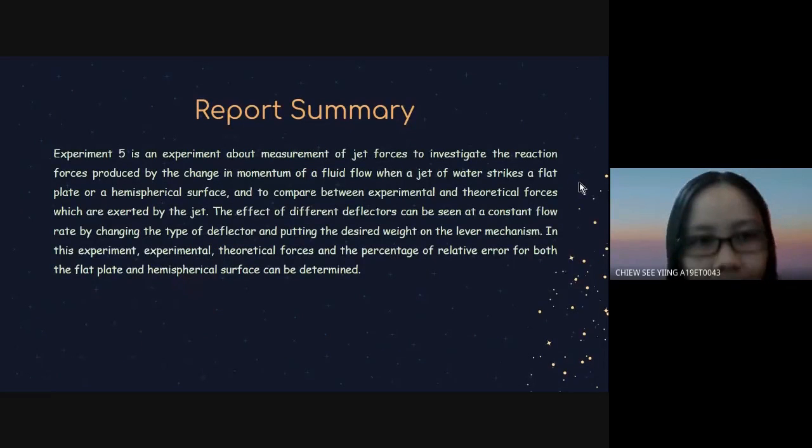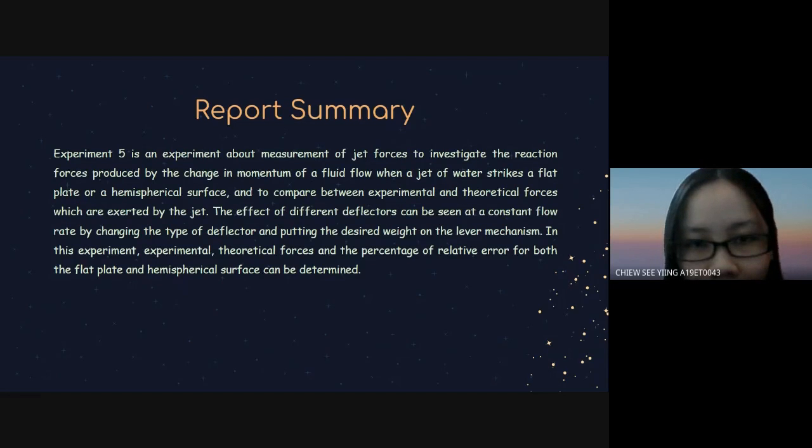Hi, my name is Xin and I will present the report summary. Experiment 5 is an experiment about the measurement of jet forces, to investigate the reaction forces produced by the change in momentum of a free flow when a jet of water strikes a flat plate or a hemispherical surface, and to compare the experimental and theoretical forces exerted by the jet.